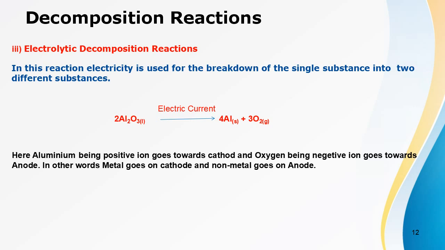Number 3, electrolytic decomposition reactions. In this reaction, electricity is used for the breakdown of a single substance into 2 different substances. Here Al2O3 breaks down into Al and O2. Here aluminium, being a positive ion, goes towards the cathode and oxygen, being a negative ion, goes towards the anode. In other words, metal goes to the cathode and non-metal goes to the anode.